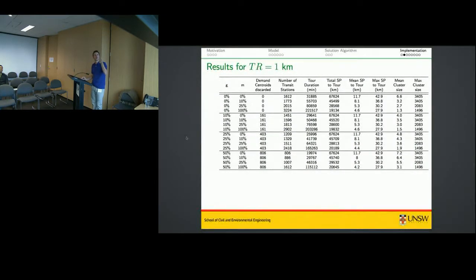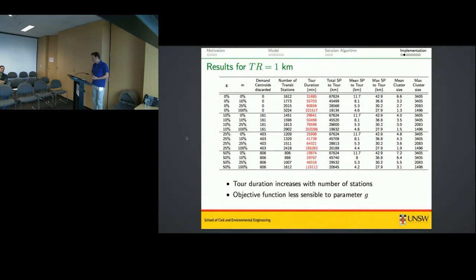I can just say a quick word: the mean shortest path to the tour is the average distance from any centroid which is not in the tour to the tour. The max is the max. And the mean cluster size is the average number of centroids assigned to a transit station. And the max is the maximum.